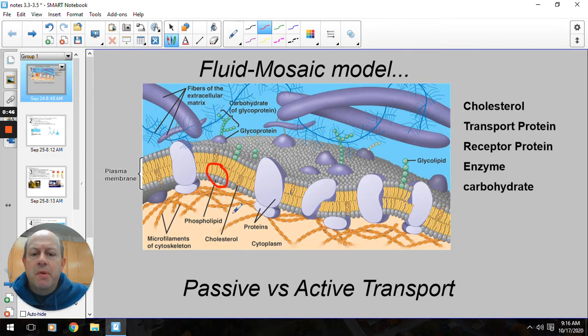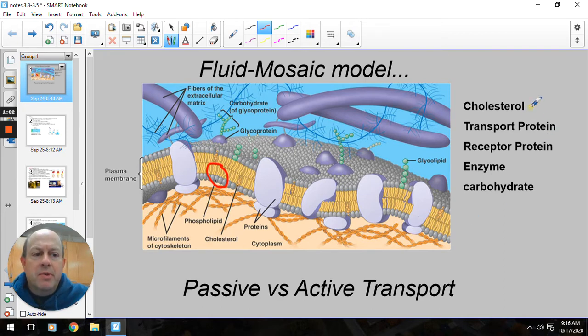And so the membrane itself is going to be a double layer of phospholipids. So we've got tail on tail, so a really thick layer of nonpolar. And that's going to come into play with what can get in and out of the membrane.